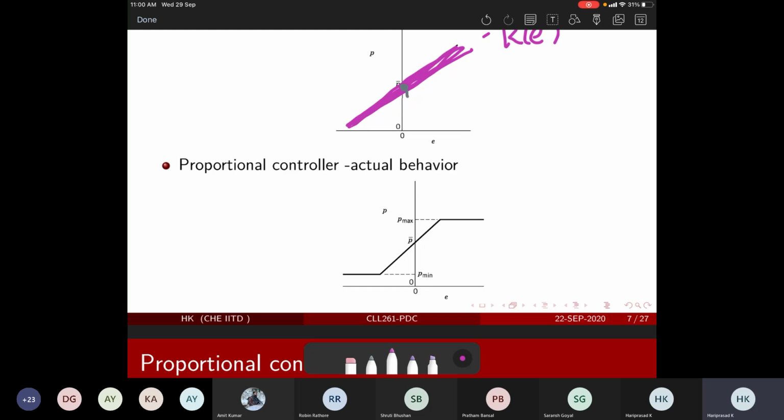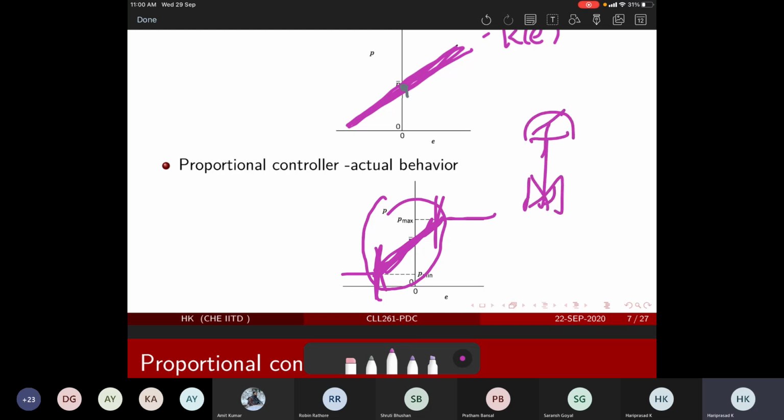To avoid that, what people tend to do is clip the output of the controller at certain limits, which are Pmax and Pmin, so that it will operate only in this range. This is just to avoid the stress on the diaphragm. Now there is no more control output beyond this, it is constant, so the pressure on the diaphragm would be constant.